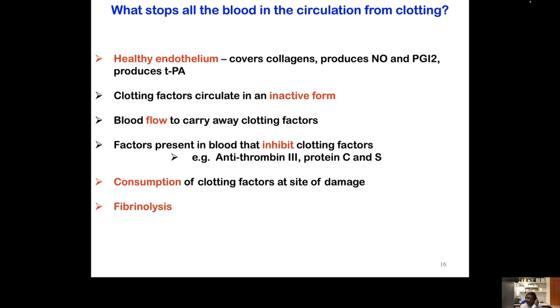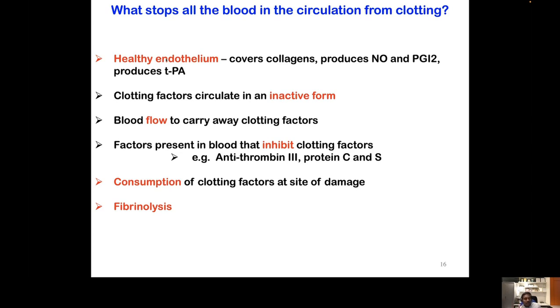Okay, so next one is clotting factors circulate in inactive form. All the clotting factors are circulating only in an inactive form. Only when there is an injury, these factors will be converted into active form, and that's when they are going to induce coagulation cascades at the affected site, not all over the body.